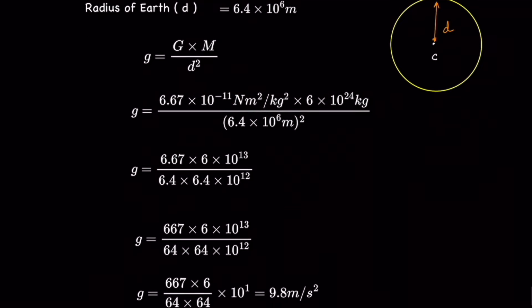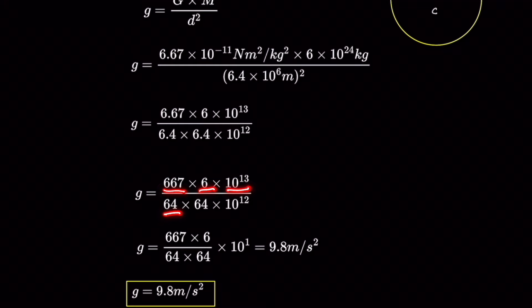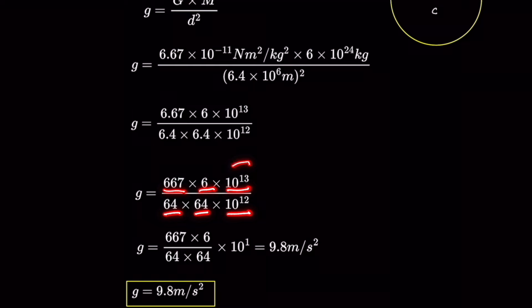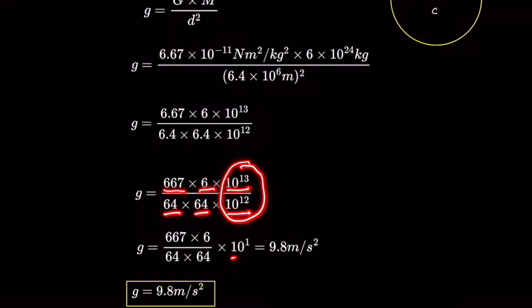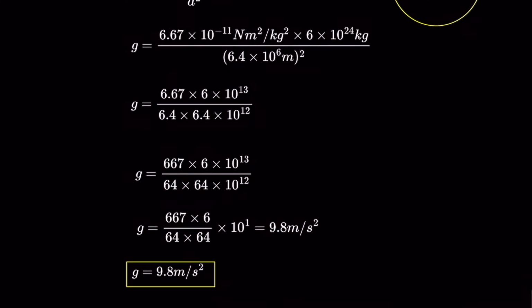After solving further, we remove the decimal from numerator and denominator. We will get 667 into 6 into 10 to the power 13 divided by 64 into 64 into 10 to the power 12. So if you subtract the exponents, it is 10 to the power 1. And after solving 667 into 6 by 64 into 64, it will come as 9.8 meter per second square. So this is the acceleration due to gravity on Earth value.